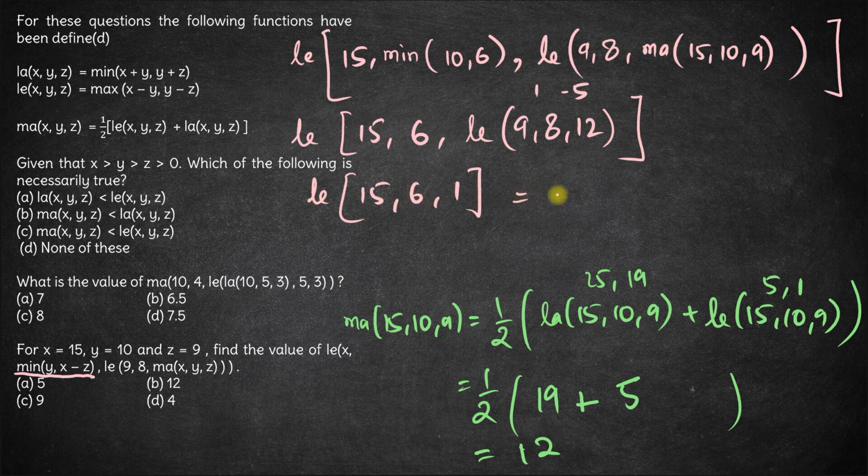Now we know LE 15, 6 and 1 is effectively the maximum of 15 minus 6, 9, comma 6 minus 1, 5. So max of 9 comma 5 is 9 over here, right? So the answer to this question is option C, 9.